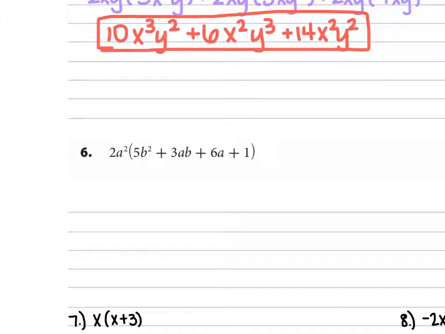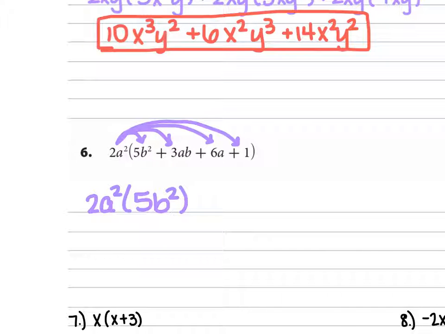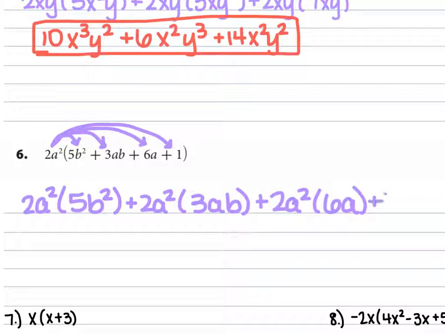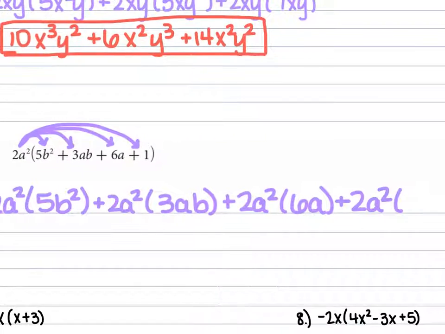For our next example, we have 2a squared times (5b squared plus 3ab plus 6a plus 1). So we're going to distribute that 2a squared and multiply it by all 4 terms inside those parentheses. So we're going to have 2a squared times 5b squared, the 2a squared times 3ab, the 2a squared times 6a, and the 2a squared times 1.